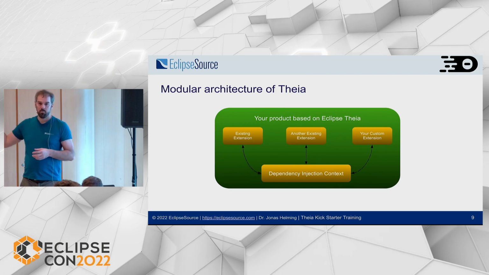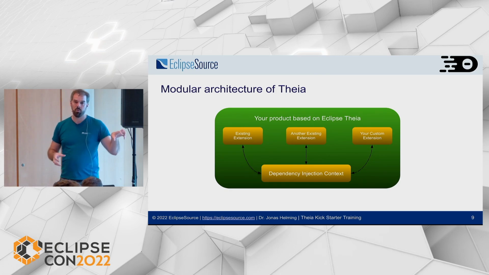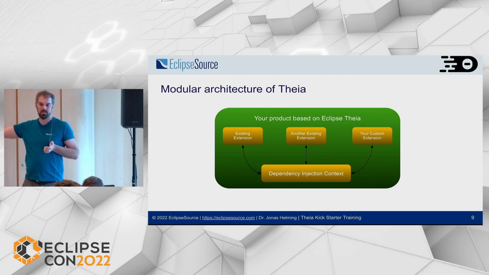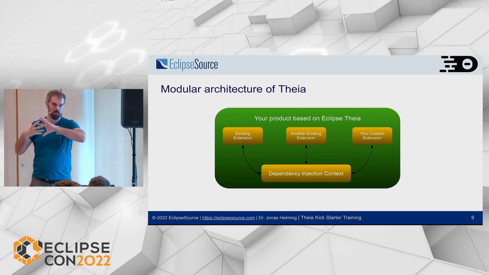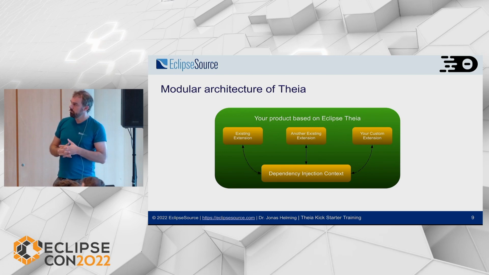Now, if you have such a modular architecture, the crucial question is always how do these modules communicate with each other? The question is crucial because these modules should be decoupled as much as possible, and they actually don't know each other when you create them. For example, the Theia extensions cannot know about your extension, but somehow these things have to communicate with each other to wire everything together. To achieve that, in Theia, we use a dependency injection context.